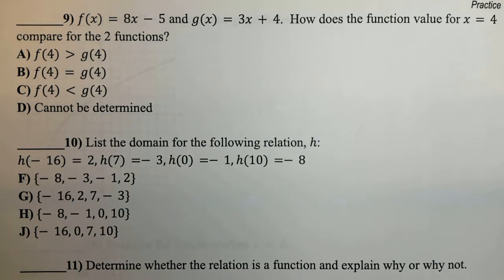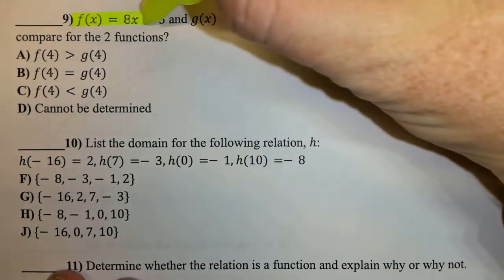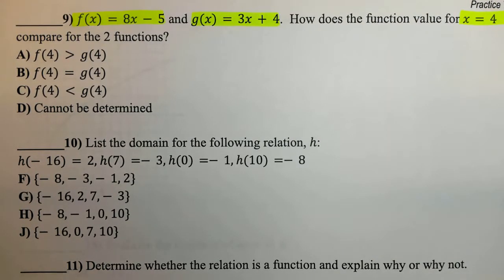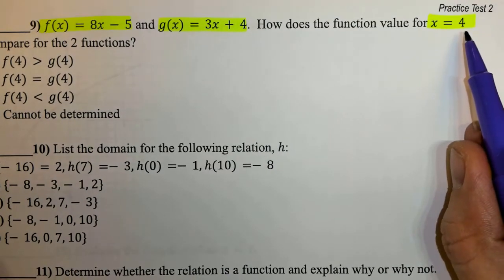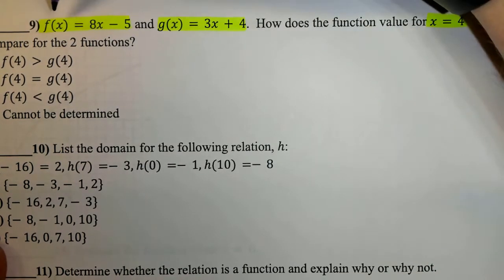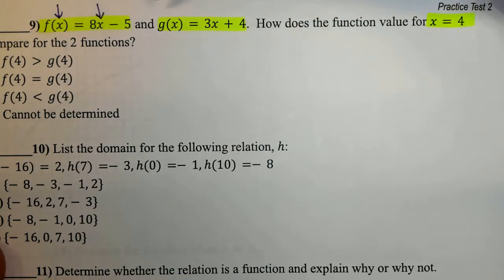All right. Number 9 says f of x equals 8x minus 5 and g of x equals 3x plus 4. How does the function value for x equals 4 compare for the 2 functions? All right. So it gives me a lot of stuff here. I have f of x, I have g of x, and then it says x equals 4. Okay? Which means I need to take this number right here, this 4, where it says x is 4. I take the 4, and I'm going to replace it for every single x that I see.